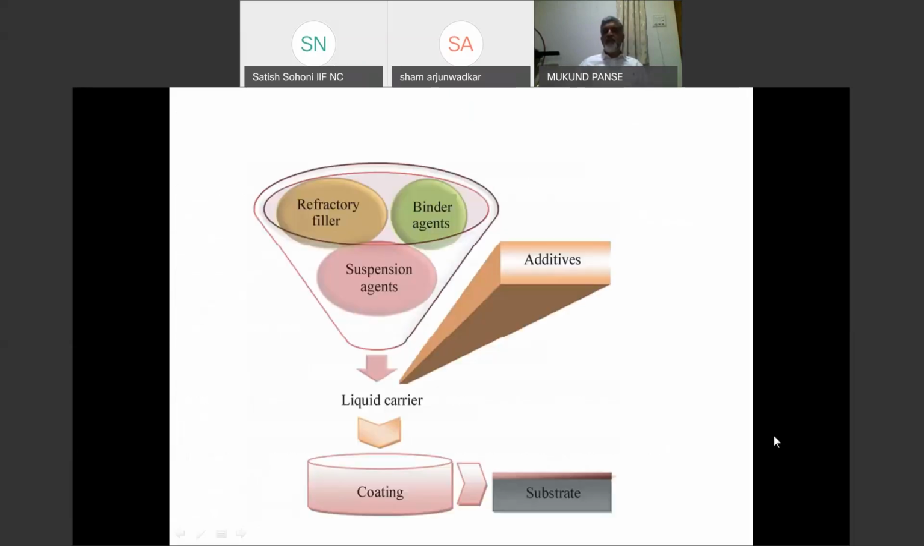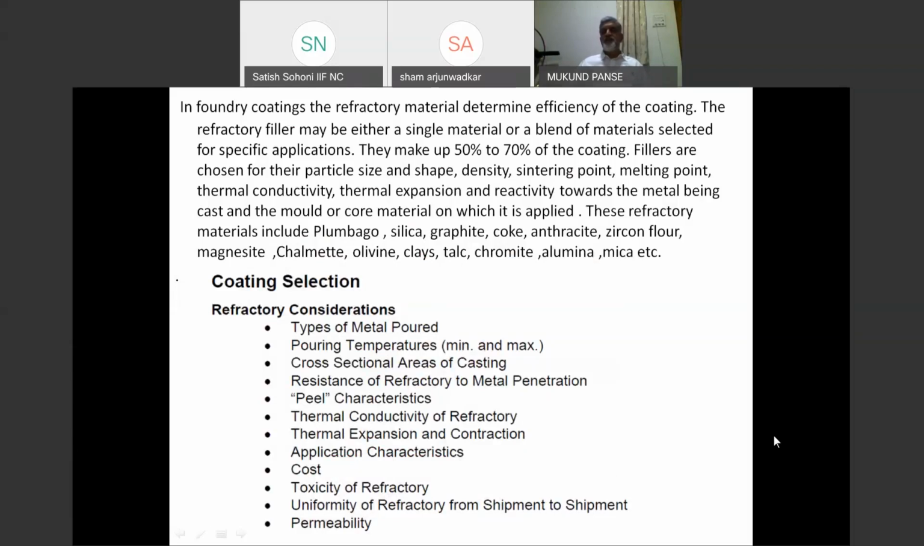So basically, refractory filler, binder and suspension agent are added to the liquid carrier and additives are added, and so the coating is ready to be applied to the substrate, that is sand or core mold. The refractory material is the base of a coating, which determines how efficient the coating is. Normally, in a refractory coating, the refractory particles constitute 50 to 70%. Its particle size, shape, density, sintering point, thermal properties, chemical properties, expansion characteristic, reactivity, etc. are all considered for deciding the exact appropriate coating for a proper application.